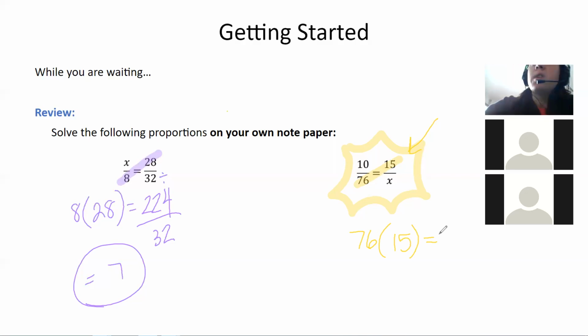Oh, beautiful. 1140. And then we're going to divide by what's left over. And oh, look, we're dividing by 10. So all we have to do is boop, cross off that 0. Very good. So that's 114. Cool. Do you guys remember doing that? Cross multiplying? All that good stuff?